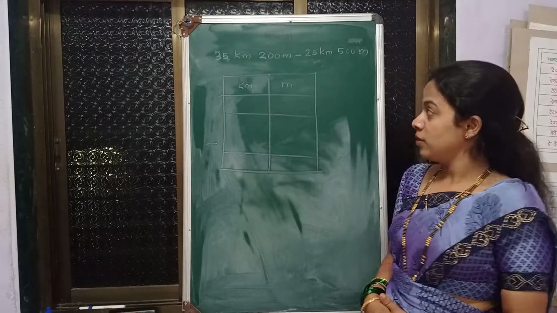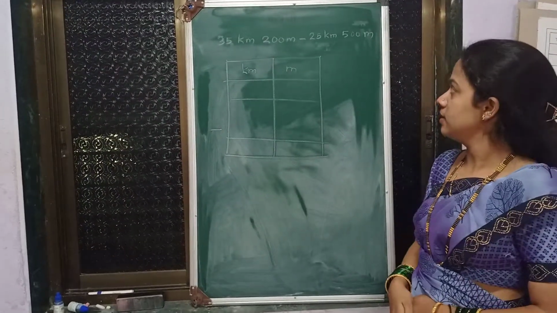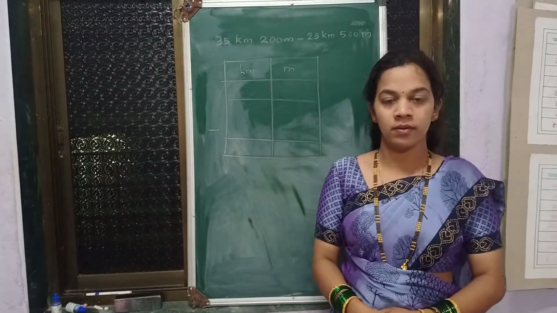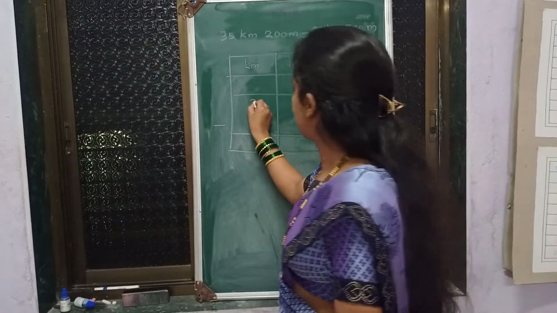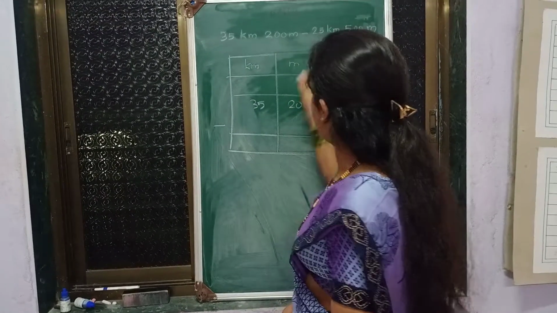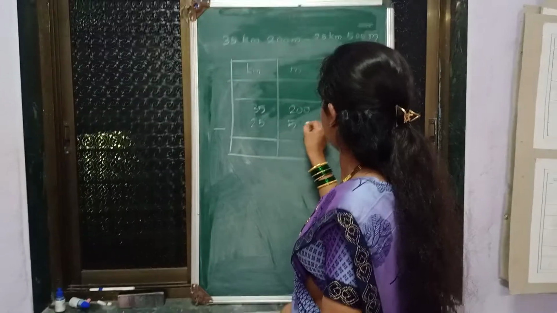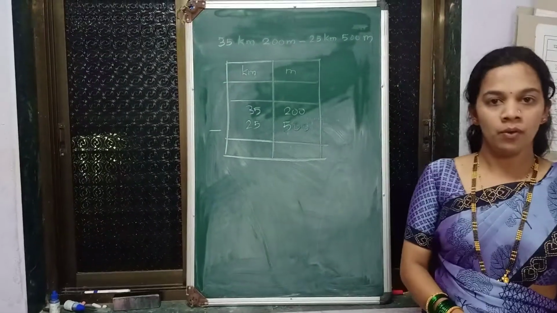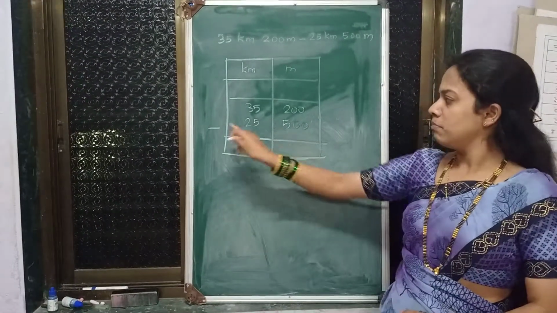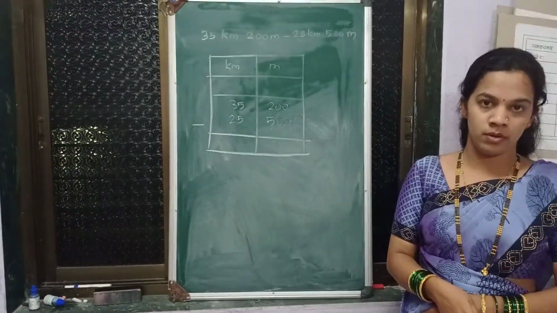So now we are going to see one more question. 35 kilometer 200 meter minus 25 kilometer 500 meter. So 35 I am going to write over here. 200 I am going to write over here. 25 I am going to write over here. And 500 I am going to place over here. Is this clear? Okay. So if you observe, it is subtraction, and 200 minus 500 is not possible.